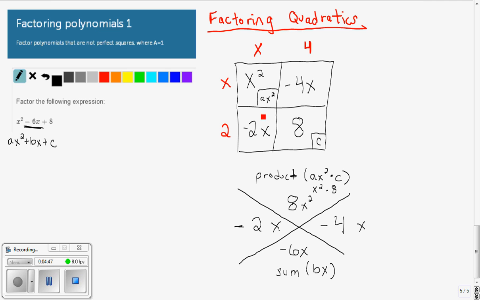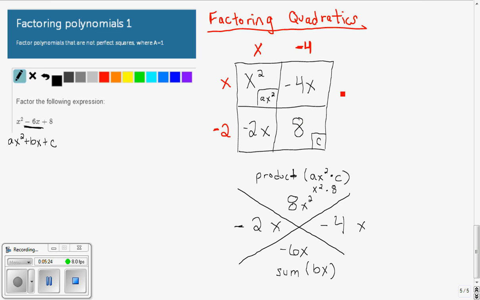But I'm not done yet. I have to check this. Okay, x times x. Yes, that is x squared. x times 4 is not a negative 4x, it's a positive 4x. So to make it negative, I have to make this negative. Now let's check. Is negative 4 times x negative 4x? Yes, it is. Is x times 2 negative 2x? No, so I'm going to make this negative. You always make the number negative before the variable. Now this works. And lastly, is negative 4 times a negative 2 a positive 8?